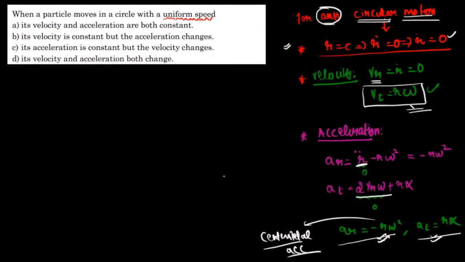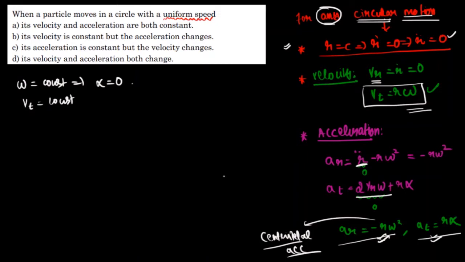If alpha is positive, omega will be increasing. If alpha is negative, omega will be decreasing, as we already discussed. Now coming to this case, the uniform speed case. What does it mean? Omega is constant. So omega constant means alpha will become 0. Accepted. That we clearly know, right? So omega is constant, so Vt is also constant.